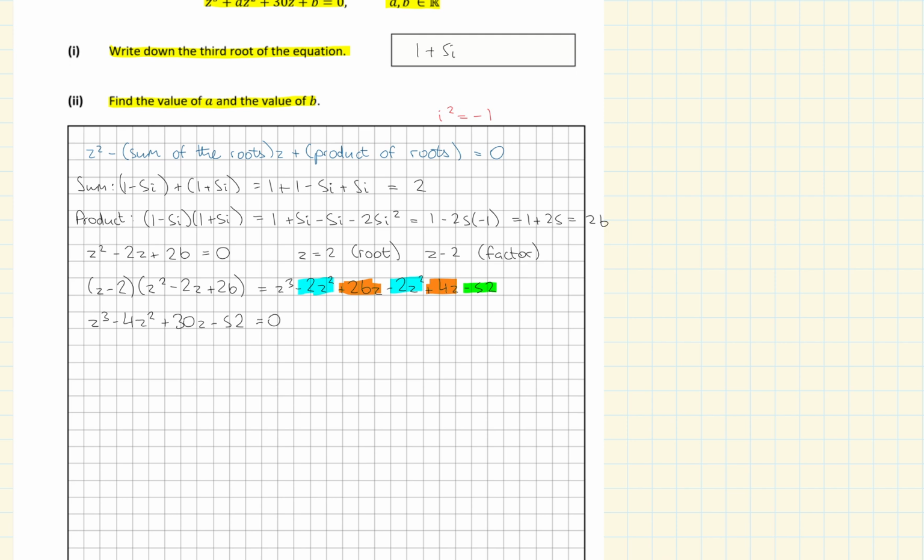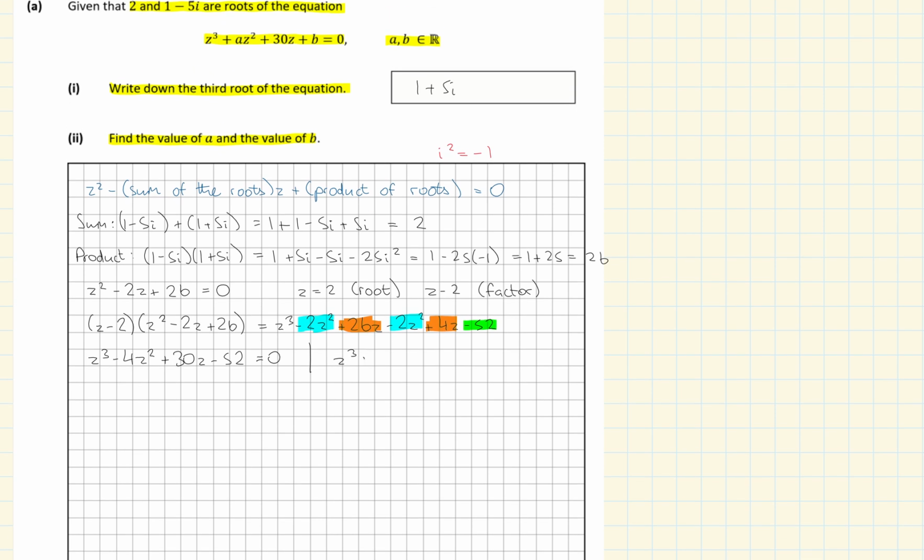minus 52 equals 0. And then we'd been given the equation above, which was z cubed plus az squared plus 30z plus b equals 0. And here's our like terms, so we have z cubed, that's fine, minus 4z squared plus az squared, plus 30z and plus 30z, and our last one was minus 52 and plus b. So we have z cubed equals z cubed, that's all fine, minus 4z squared is going to equal az squared, 30z will equal 30z, all good there, and minus 52 is equal to b.